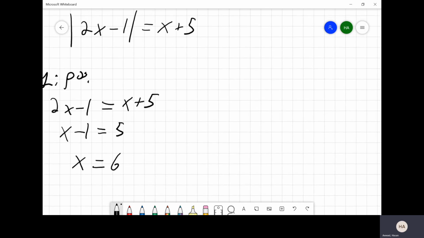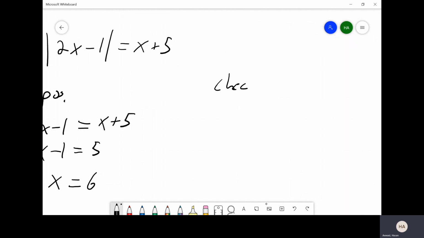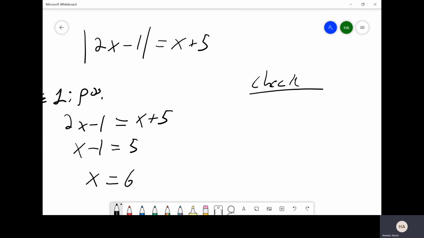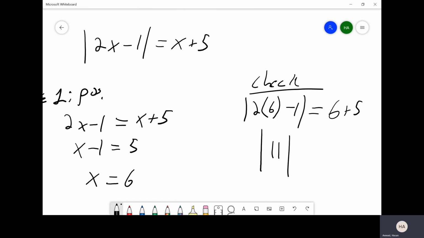And before we move on, it might be helpful to just do a check every time you in fact get a solution. And so we're going to plug in 6 here, right? So we get 2 times 6 minus 1 inside the absolute values is equal to 6 plus 5, right? 2 times 6 is going to be 12 minus 1 is 11. So we get the absolute value of 11. I'm trying to draw the absolute value symbols larger than the ones, so that way it becomes apparent that they're not ones. So absolute value of 11 is equal to, well, 6 plus 5 is in fact 11.